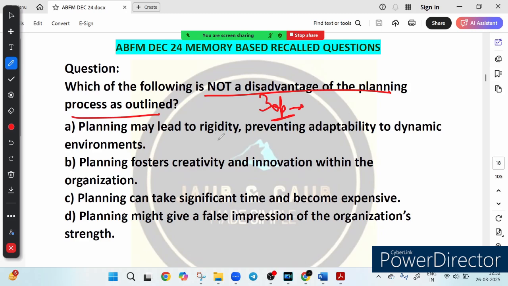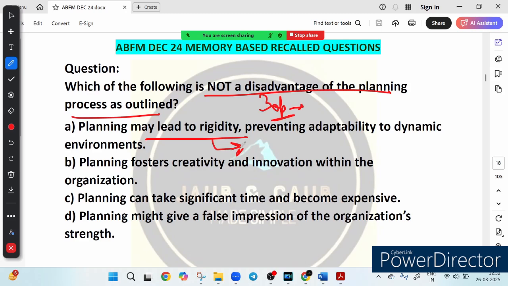Option number A, planning may lead to rigidity. So what do you think? Let's start with option A. Planning may lead to rigidity. It means when organizations make detailed plans, they may stick too much to them. That is called rigidity. This can make it hard to adapt when unexpected changes happen.